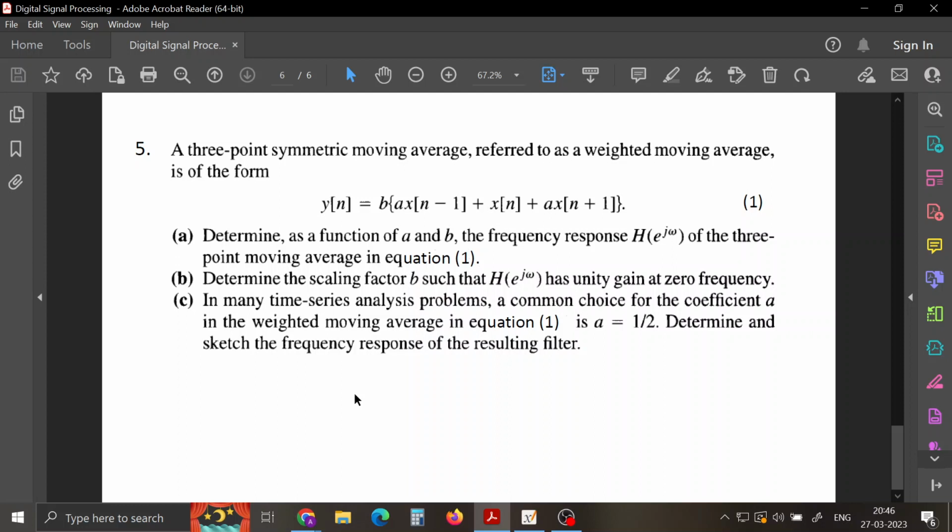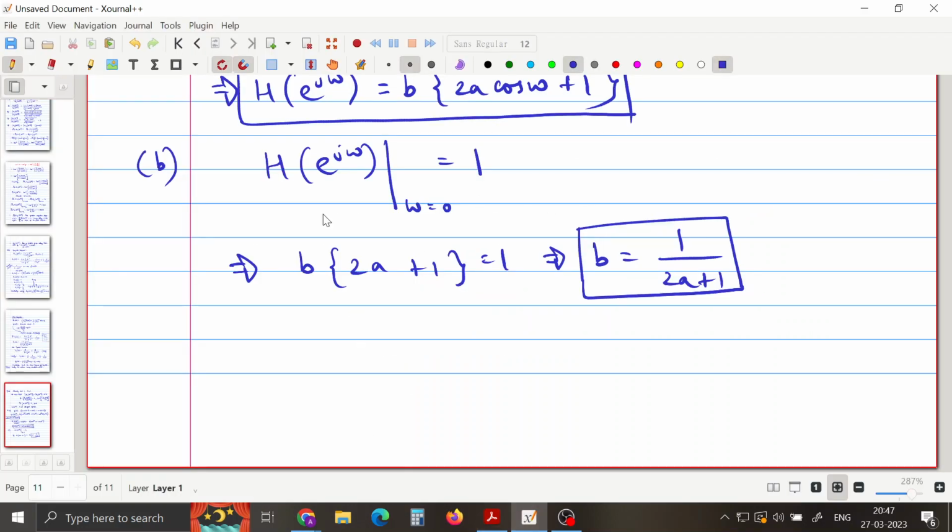So now on the last part. It says that the common choice for the value of a in various time series analysis problems is a equals to half, and for a equals to half we then need to determine the frequency response, that is H of e power j omega, and also sketch it. It is very simple. So in part C, basically a is half.